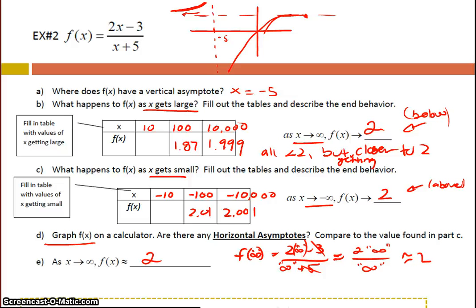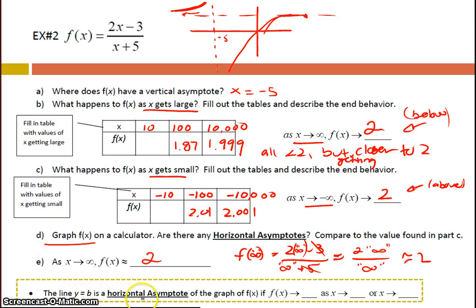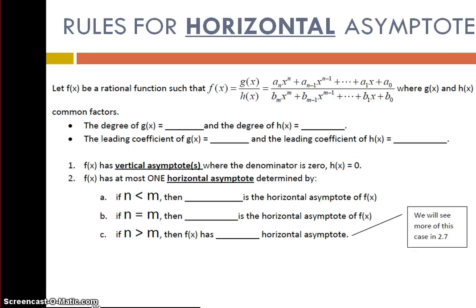What you do need is the last bit, which I can't get on the slide, so let me pull that up. The line y equals b is a horizontal asymptote of the graph of f of x if f of x approaches that number b as x approaches infinity or x approaches negative infinity. So in our example, as x approaches infinity and negative infinity, the function approaches 2. So our b value was 2 in this example. Okay, so that is what a horizontal asymptote is. And we're now going to talk about the rules for horizontal asymptotes.